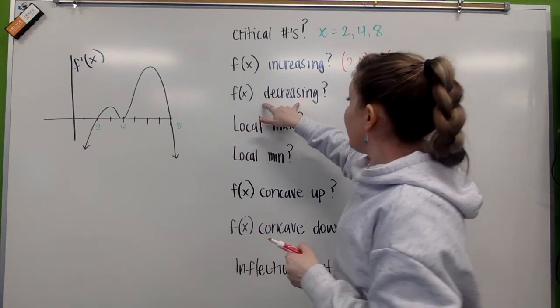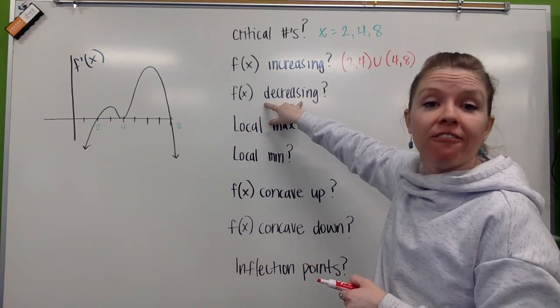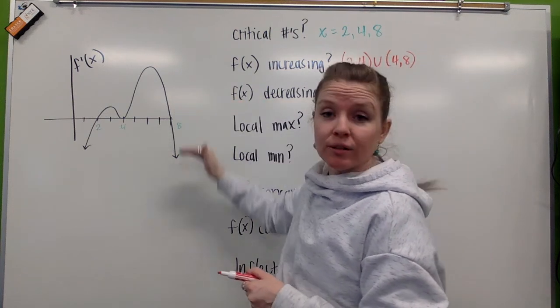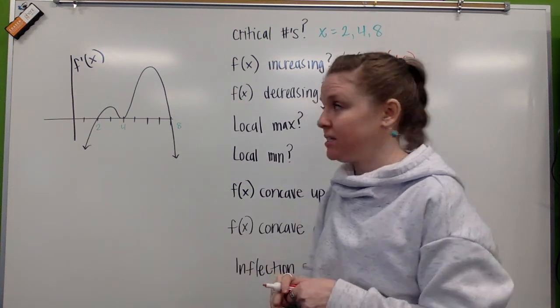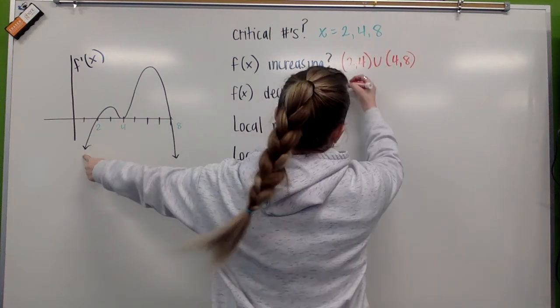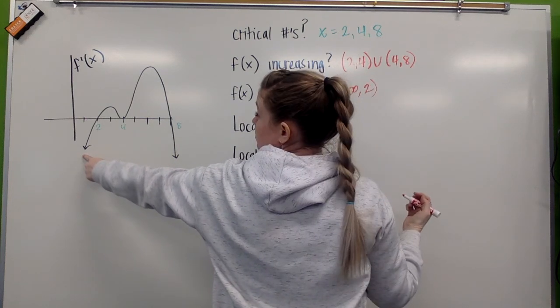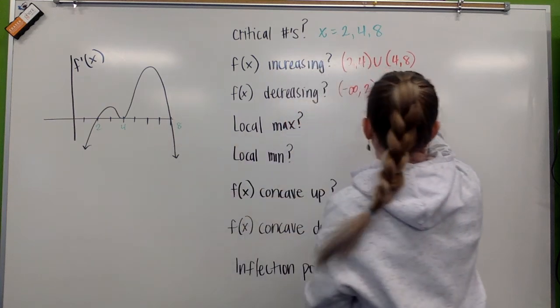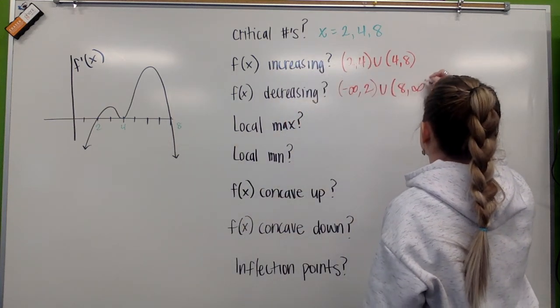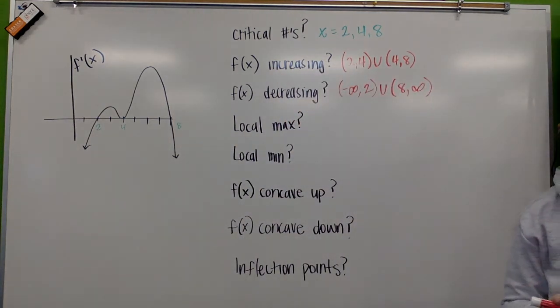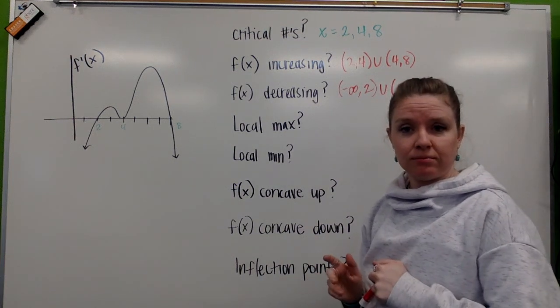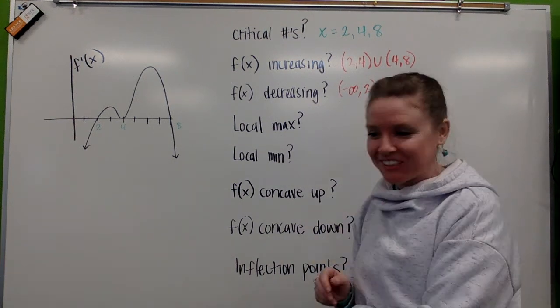Where is f of x decreasing? f of x is decreasing when your derivative is negative, so less than 0. That means we're going to be from negative infinity to 2, and then from 8 to infinity. Does that make sense? Hope so. If not, let me know.